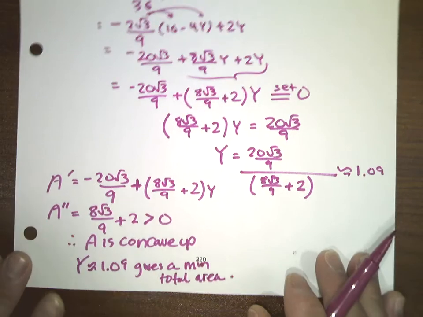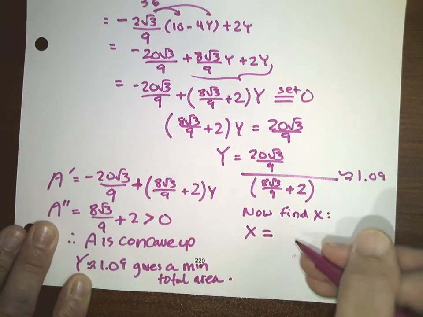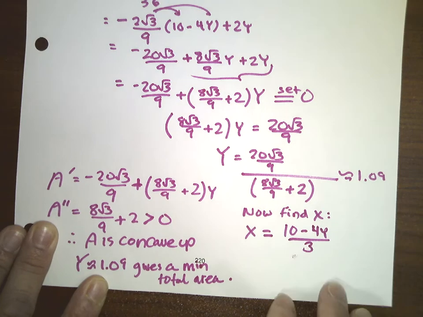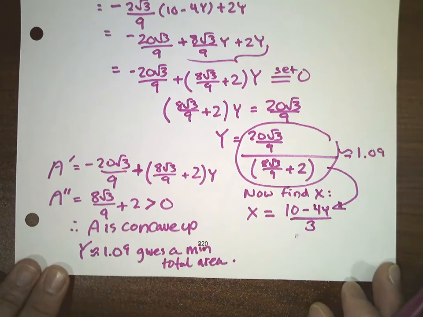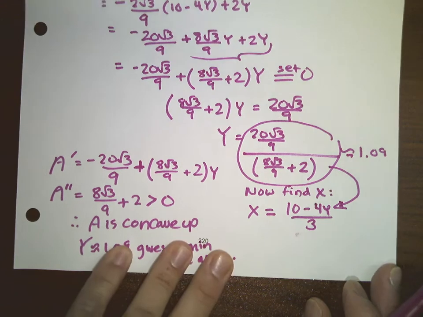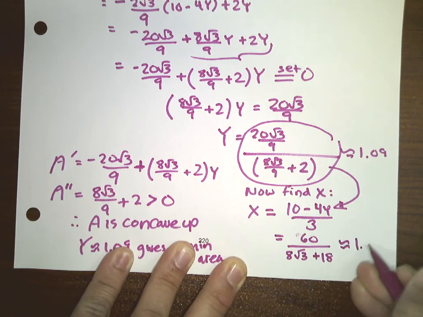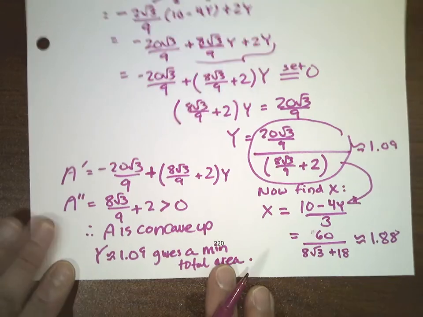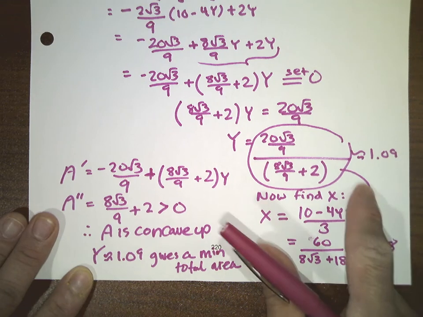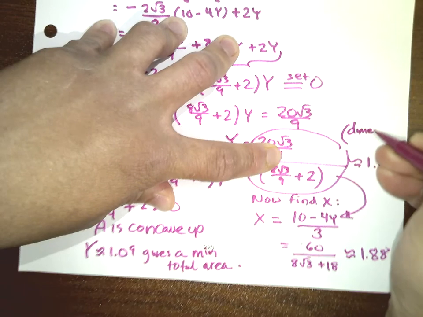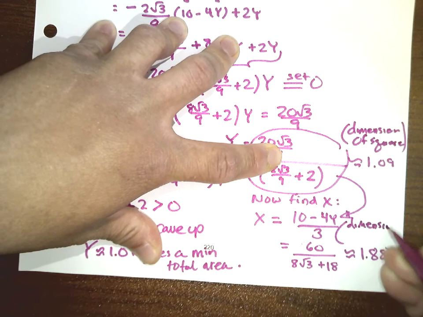So let's go ahead and find x. And x, remember that x was 10 minus 4y over 3. So then if you go ahead and substitute all of this in for the y here, I won't actually go through all of that arithmetic, but you do get 60 over 8 square root of 3 plus 18, and that's about 1.88. So what that means is that the dimensions of the triangle were about 1.88, and the dimensions of the square were about 1.09. So remember that this was the dimension of the square, and this was the dimension of the triangle.